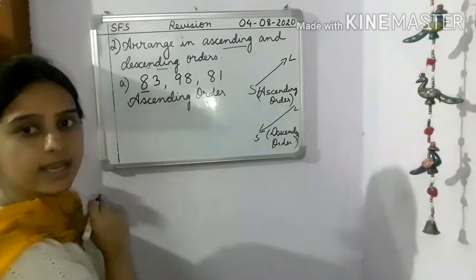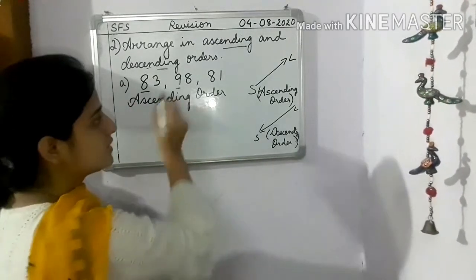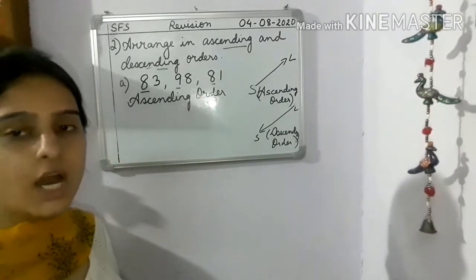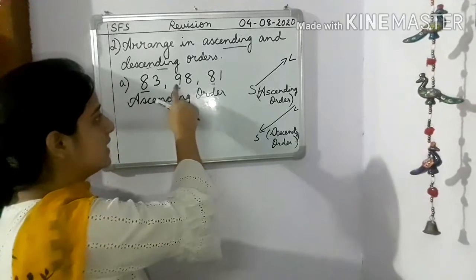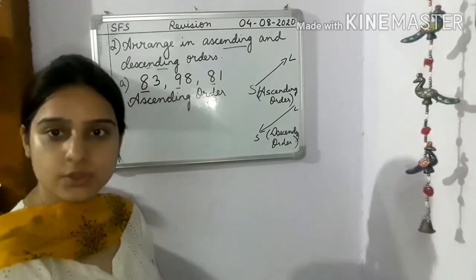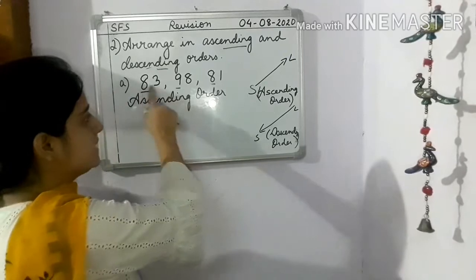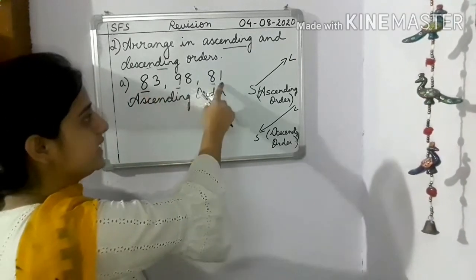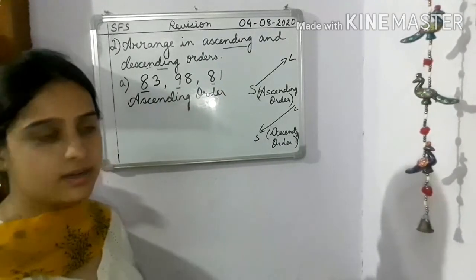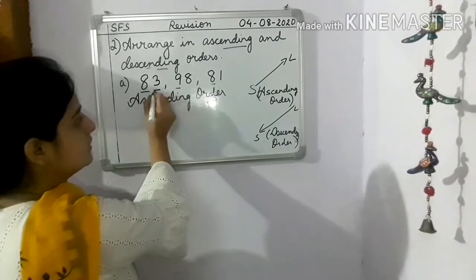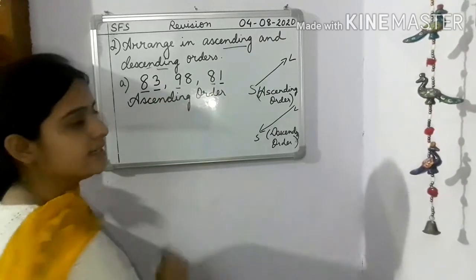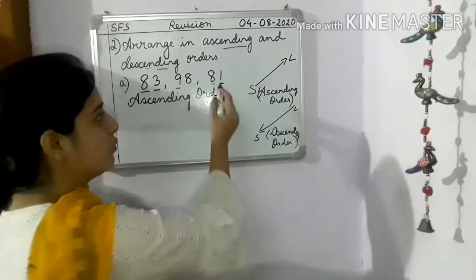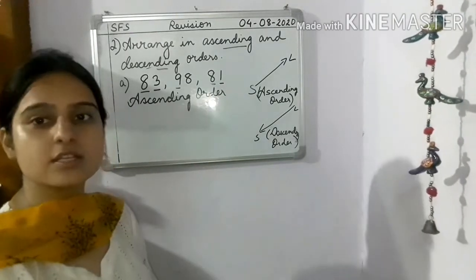Here it is what? 8. Here it is what? 9. And here it is what in the tens place? 8. Now you can see that 9 is the largest among the 3, isn't it? And 8 and 8 are both equal. So we have to see between 83 and 81, children, which is the smallest one. So we will compare the ones place, 3, and here it comes 1. So between 3 and 1, which is the smallest one, children? 1. So the number 81 is the smallest one.